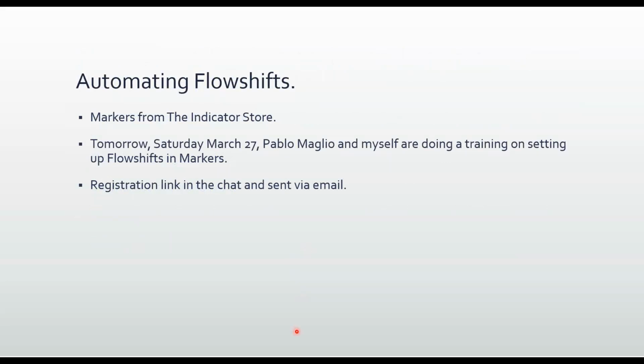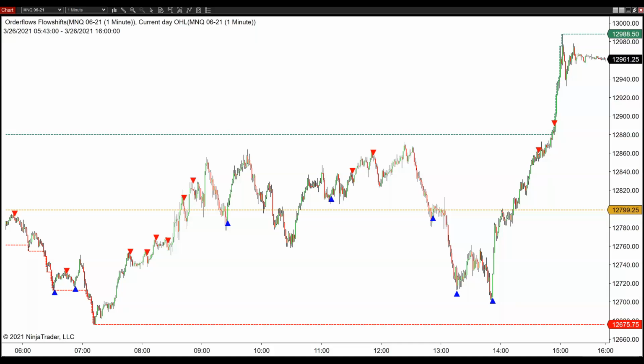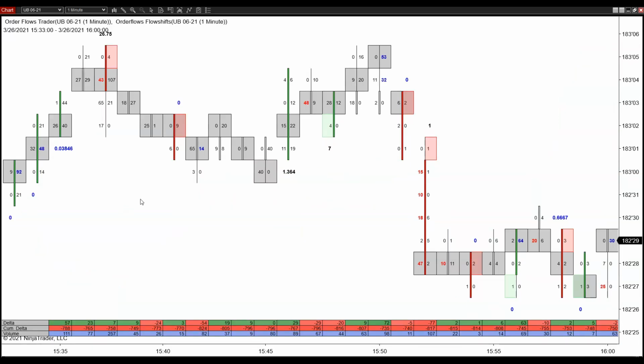Now, tomorrow morning we've got a special presentation with Pablo from the Indicator Store, and we're going to talk about automating Flowshifts. This is what I was talking about here in NASDAQ this afternoon. We had that big run up here, but before I start going through a bar chart, let me talk about it on a footprint chart.